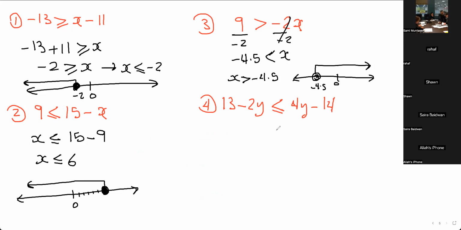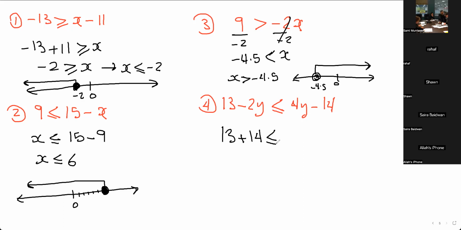Okay. How about here? Here, simultaneously, I'm going to move this negative 2y to this side, this negative 14 to that side. Or I could move this 4y to this side and move this 13 to the other side. Doesn't matter. Both of them will give you the same answer. So I'll keep the 13 here, and move this negative 14 to the other side of the equal sign. Since it's minus 14, when it moves to the other side, it becomes plus 14.